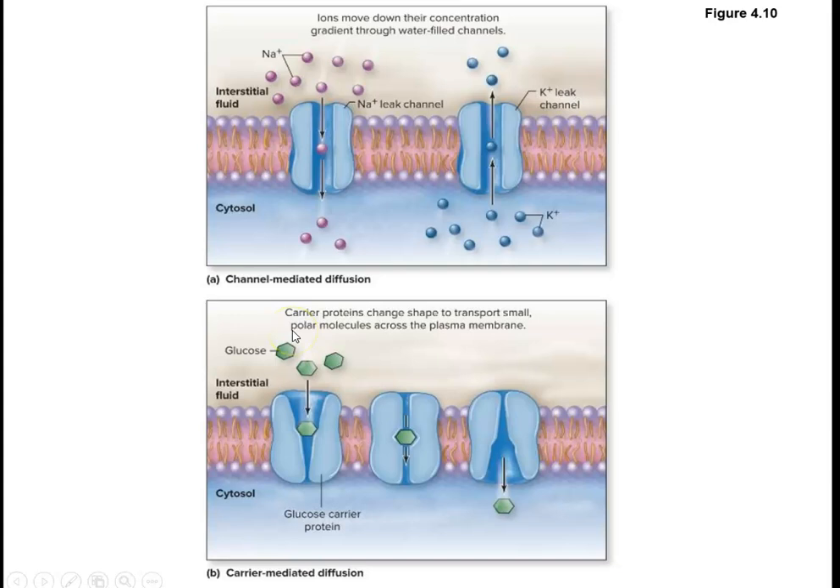Here you have carrier-mediated diffusion. You've got glucose in the interstitial fluid. It binds to the protein. The protein changes shape and allows glucose to go inside the cell. But remember, there's a higher concentration of glucose outside and a lower concentration of glucose inside, and that's what allows this facilitated diffusion to take place.